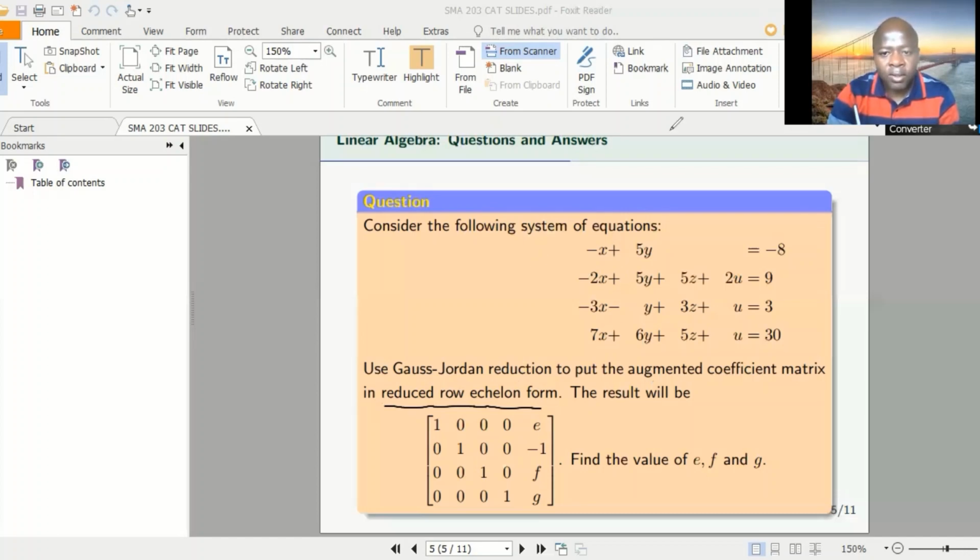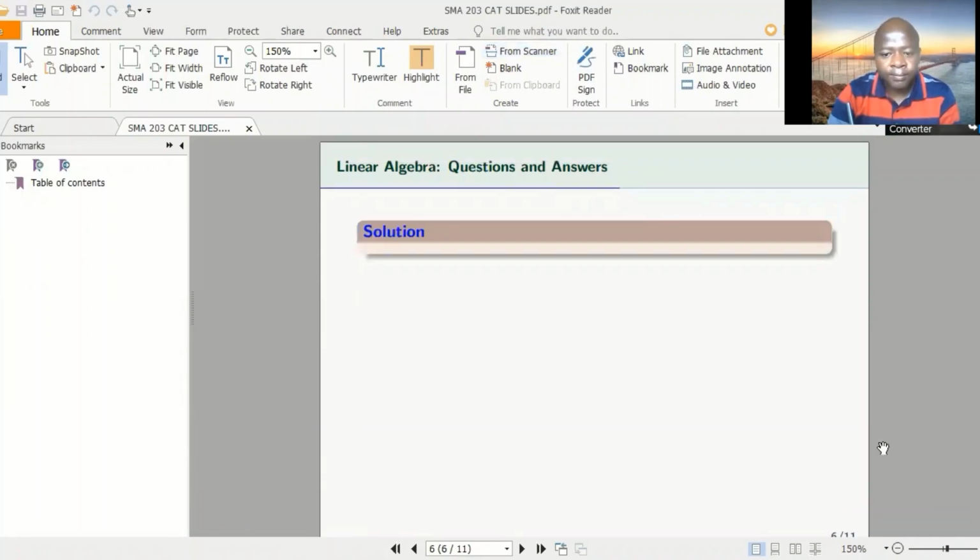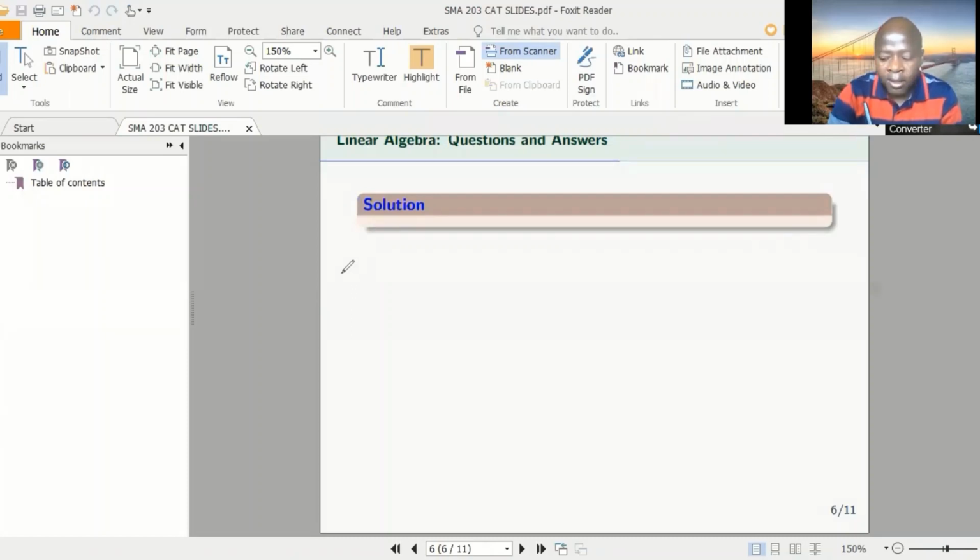Now, let's just do this question and see. Let me load some space here so that we can do it here. Yes, this is enough. So let me write the augmented matrix. The augmented matrix is -1, 5, 0, 0, -8. Then we have -2, 5, 5, 2, 9. And then we have -3, -1, 3, 1, 3. And lastly we have 7, 6, 5, 1, 30.